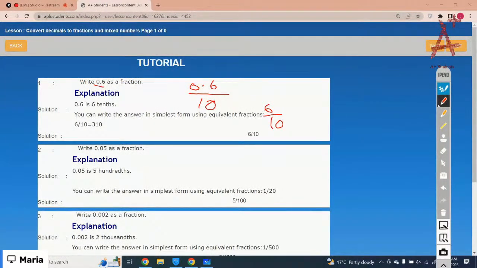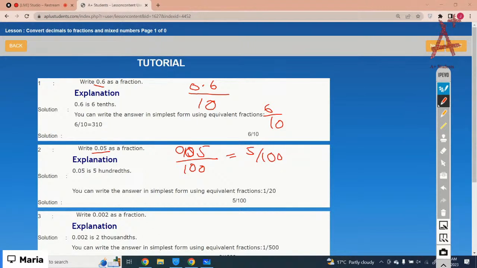So it is 6/10. Like for the next one, 0.05, put a 1 for the decimal point, and right after the decimal point, you have two digits. It would be 100. So you can write it as 5 divided by 100. Got it?